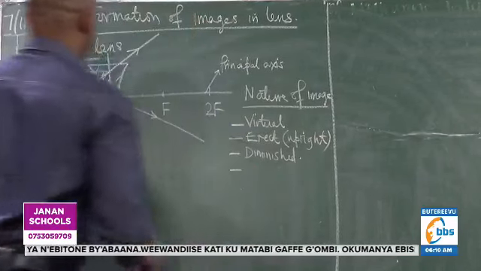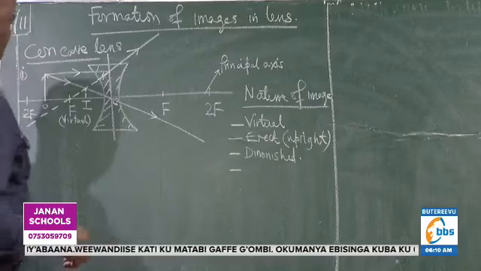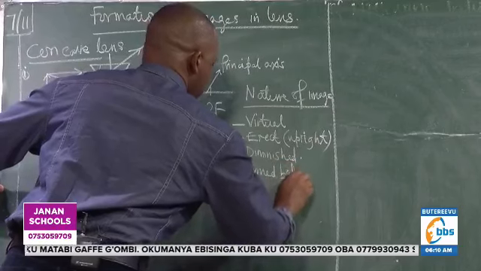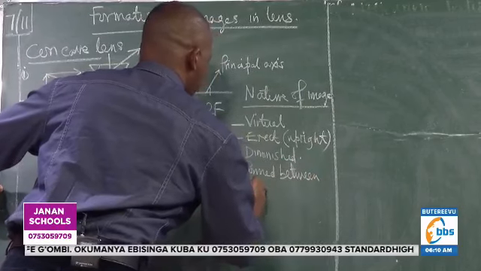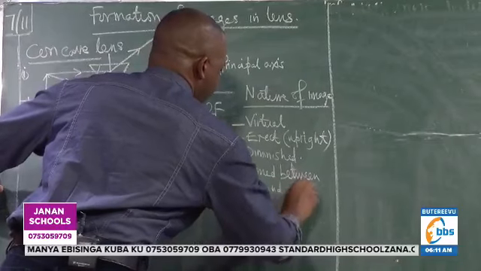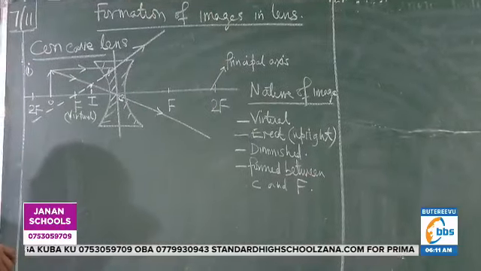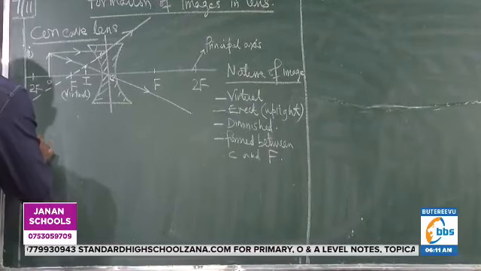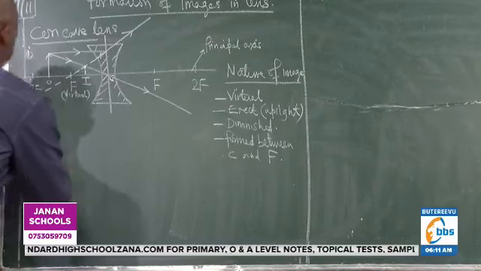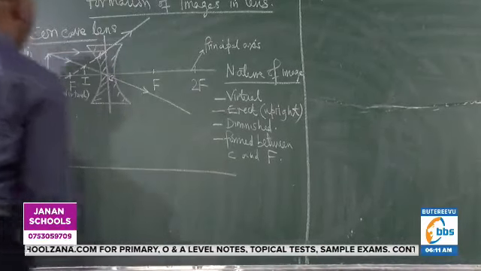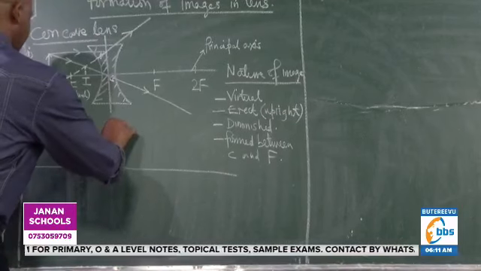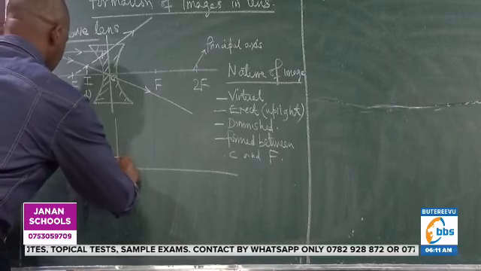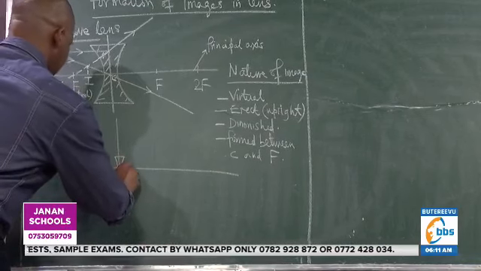And last but not least, the image is formed between the optical center and focal point or principal focus. Now, there is a distinction that I must make here. Case two of the convex lens is, one could choose to use a smaller lens near the center.